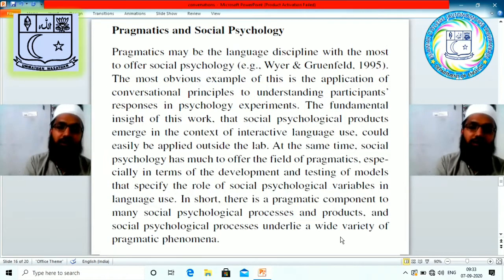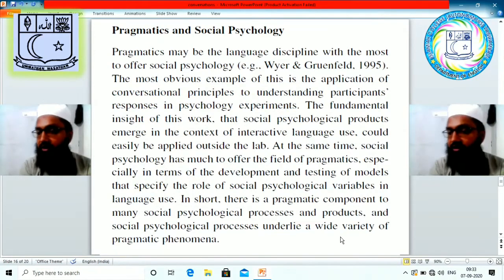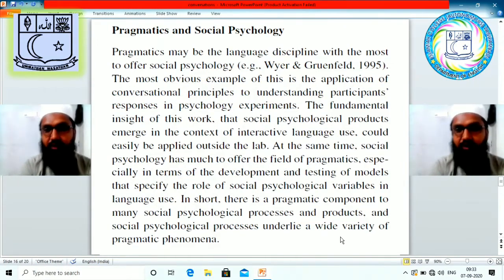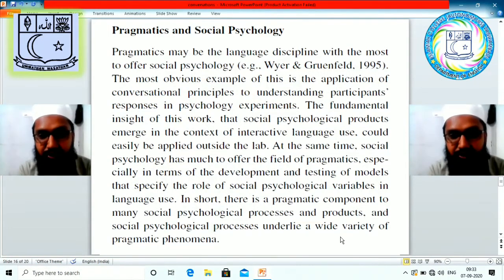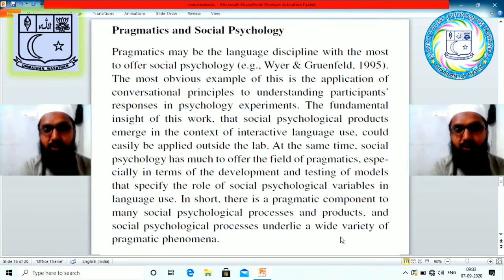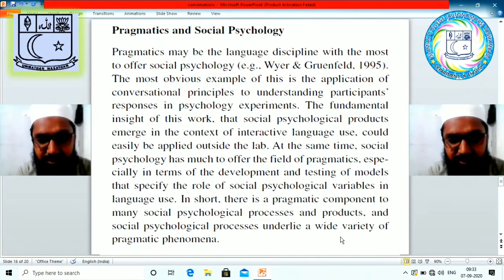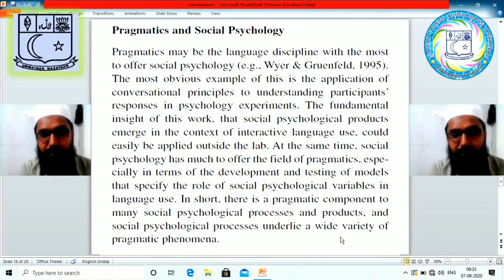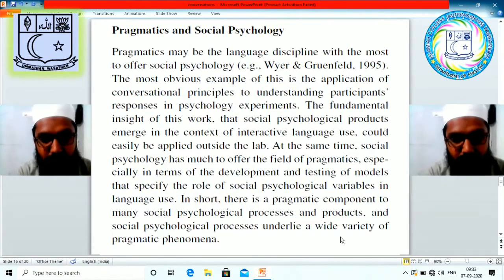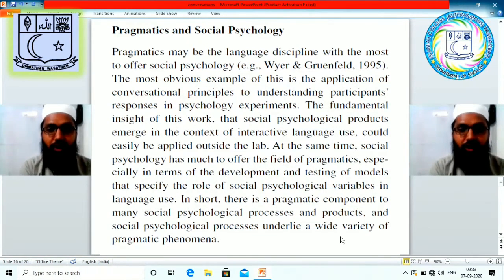Then you will see pragmatics and social psychology. Pragmatics may be the language discipline with the most to offer social psychology. The most obvious example of this is the application of conversational principles to understanding participants' responses in psychological experiments. The fundamental insight of this work, that social psychological products emerge in the context of interactive language use, could easily be applied outside the lab.